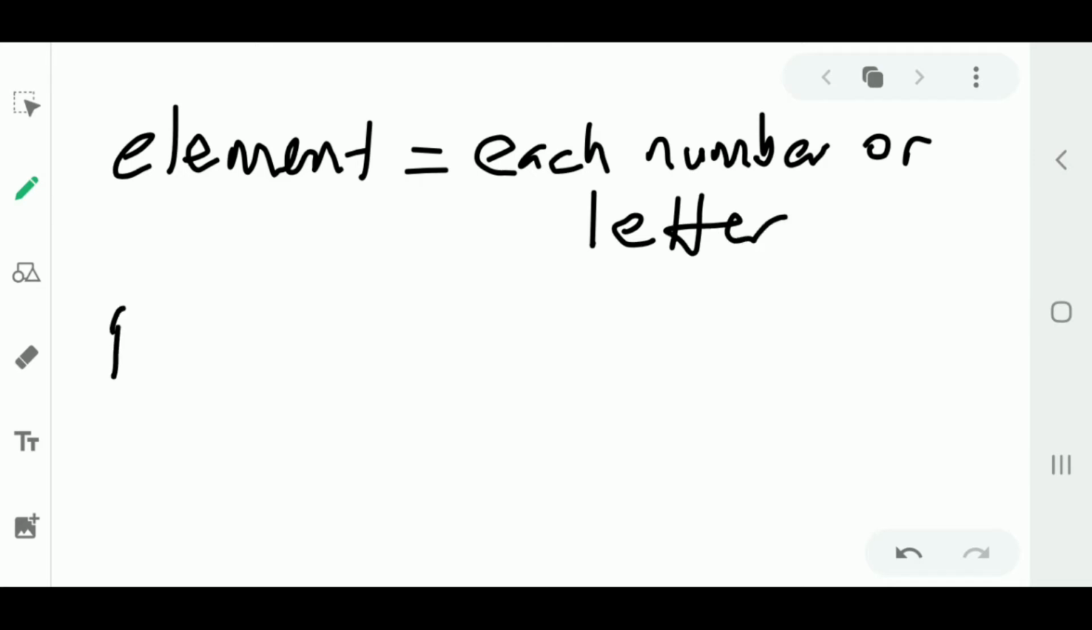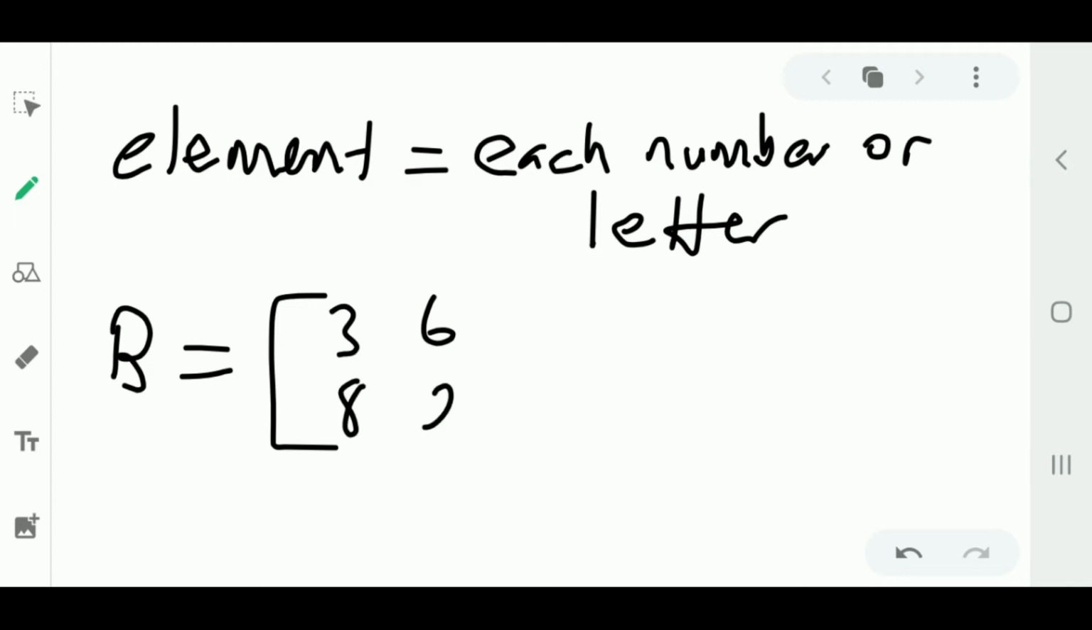So let's say we have B is equal to 3, 6, 8, 2. This matrix has 4 elements. This here is considered the first element in the first row or the first element in the first column. This here is the second element in the first row or the first element in the second column.